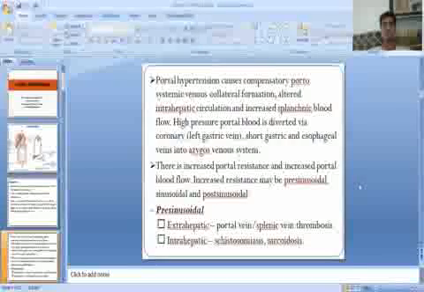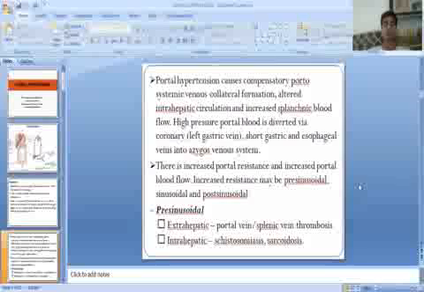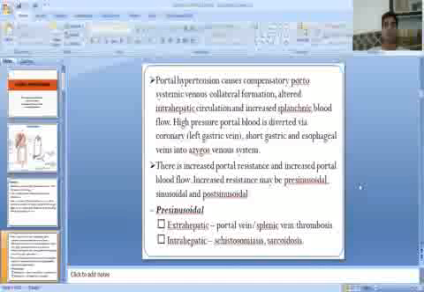Portal hypertension causes spontaneous portosystemic venous collateral formation, altered intrahepatic circulation, and increased splenic blood flow. High pressure portal blood is diverted via coronary, short gastric and esophageal veins into azygos veins. There is increased portal resistance and increased portal blood flow.